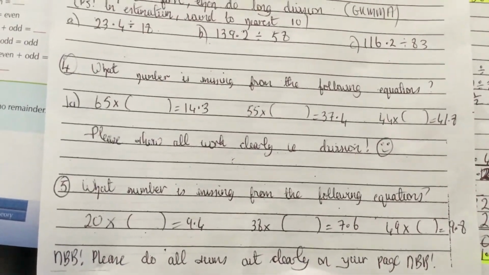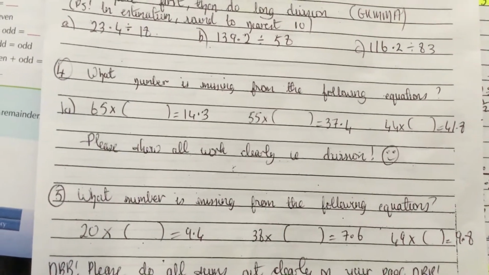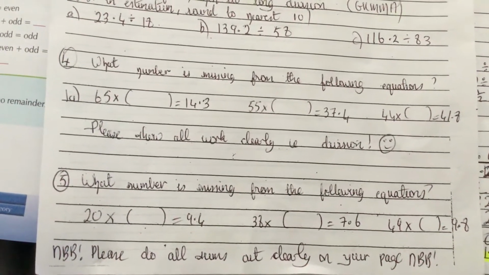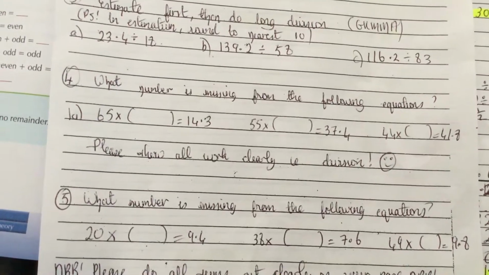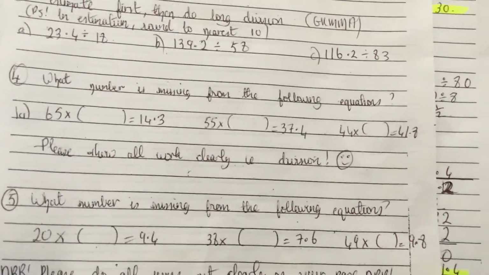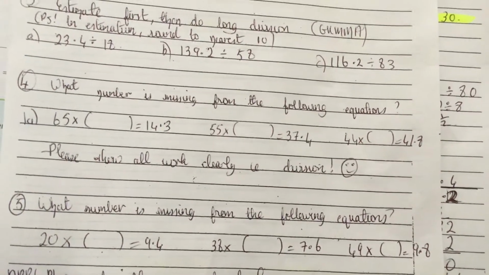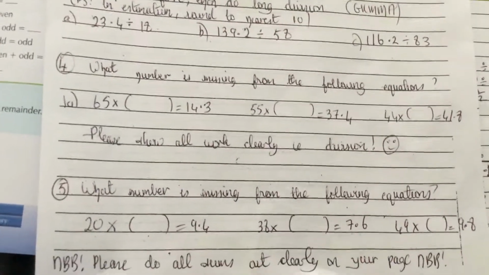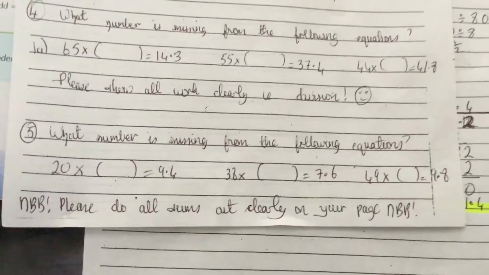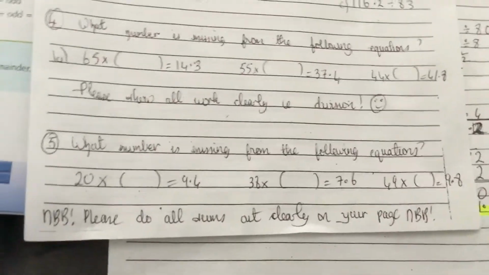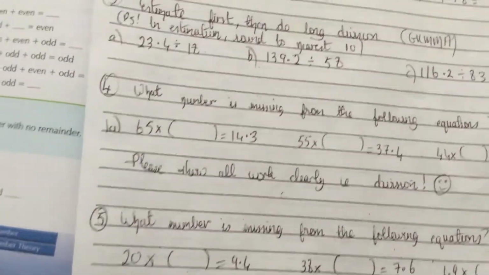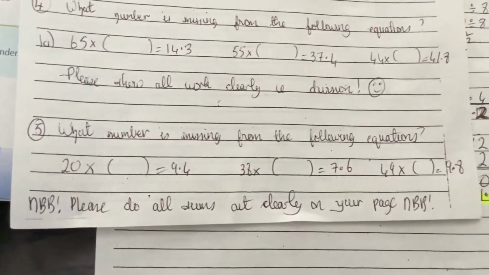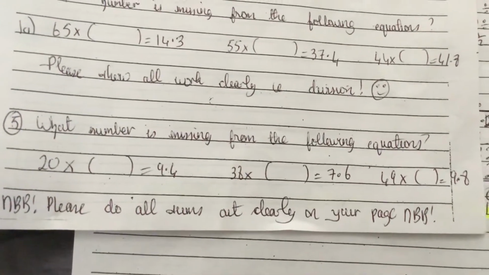What number is missing from the following equations? So 65 by something is equal to 14 by 3. 55 by something is equal to 37 by 0.4. And 44 by something is equal to 41.8. You have to work out the answers. Remember, please show all work clearly in division. No guessing and no using any calculator. Please.